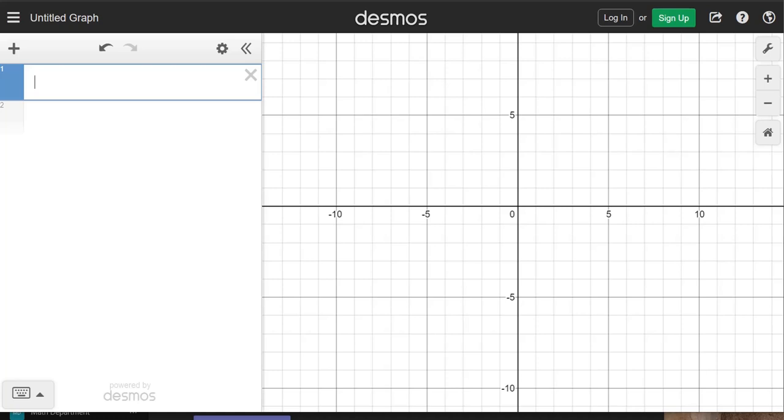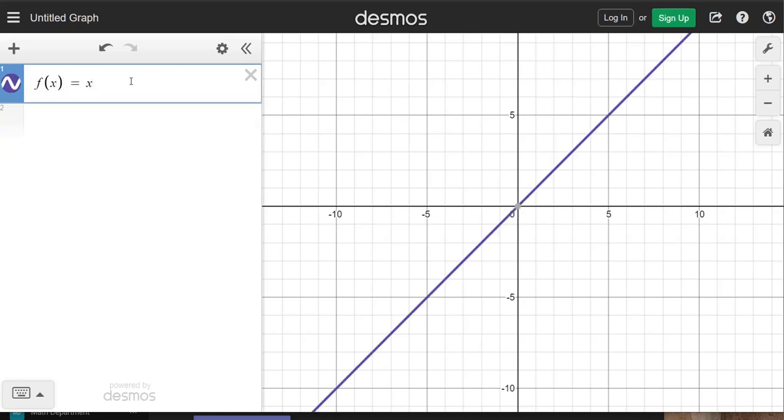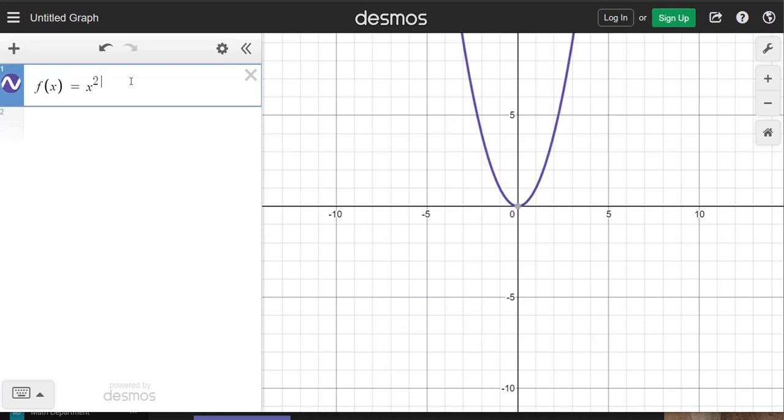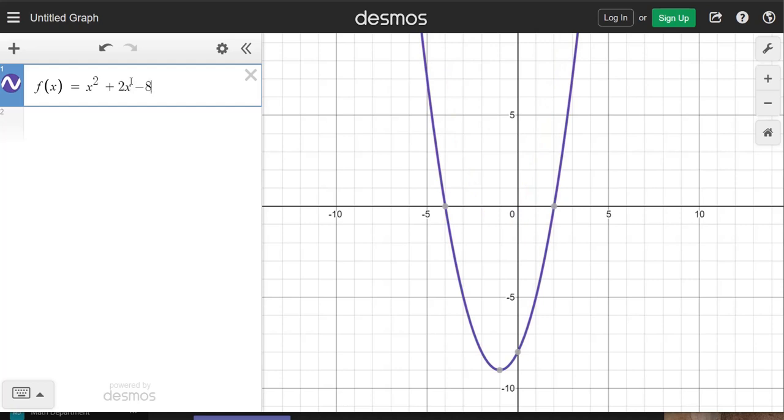All right, let's put in these functions. First, we're going to put in the quadratic function: f of x equals x squared plus 2x minus 8. The parabola pops up right there. If we remember from previous lessons, we can see the solutions to the quadratic equation because we see the x-intercepts and the zeros right here. The parabola intersects the x-axis at (-4, 0) and at (2, 0). We know that the solutions are the x values, -4 and +2.